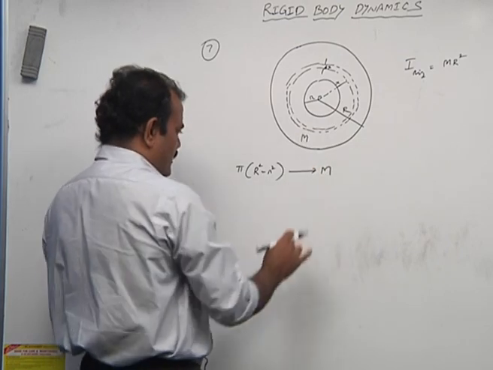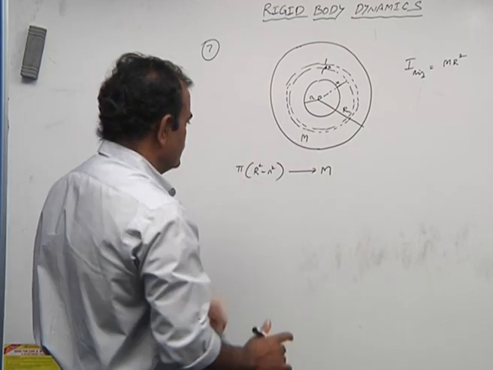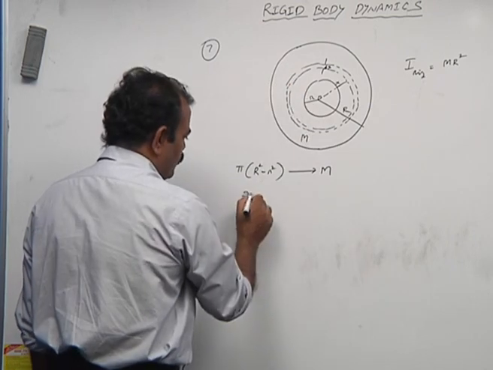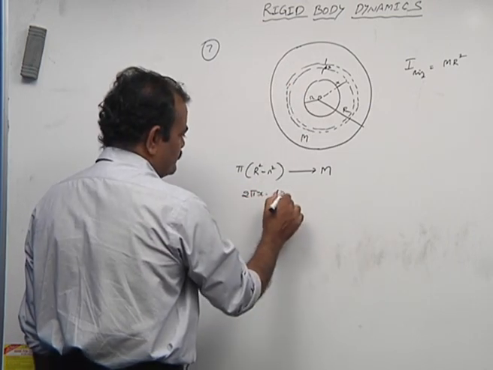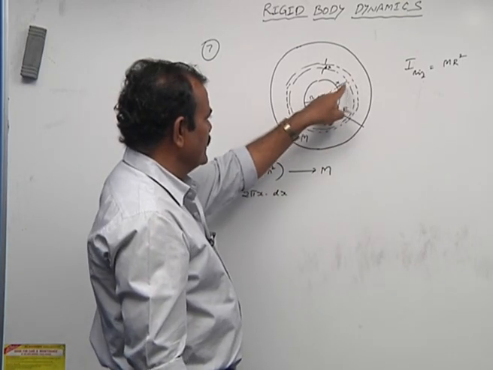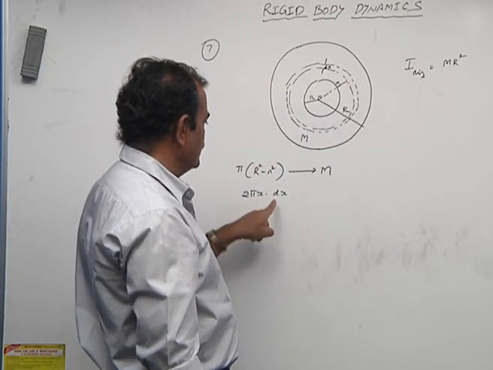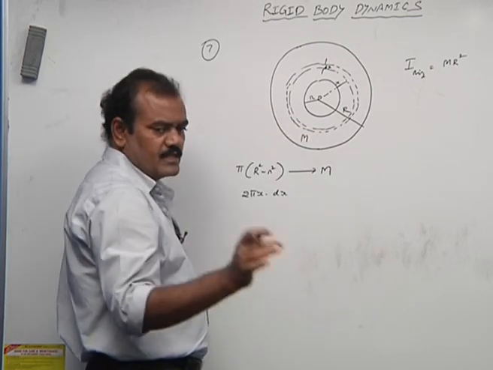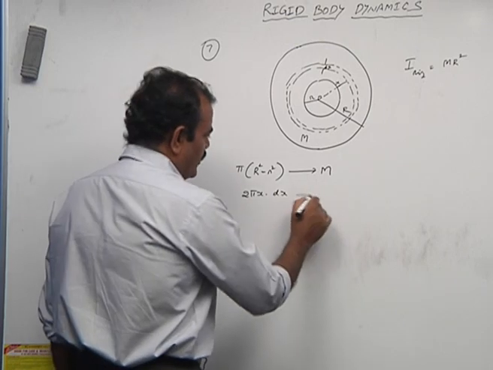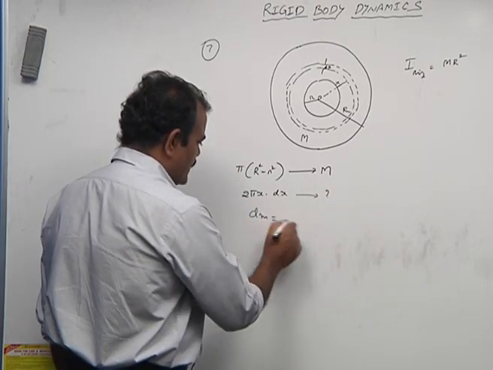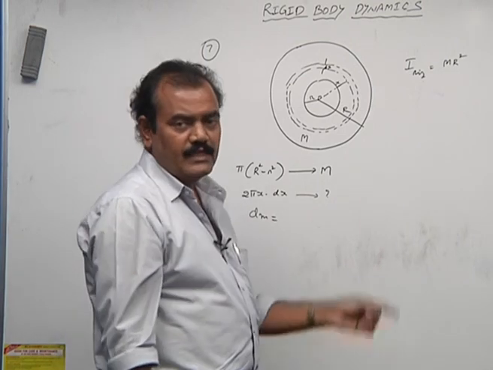Now the area of the elemental ring is 2 pi x dx. Here 2 pi x is the circumference, and dx is its thickness, which gives the area of that particular elemental ring. And what is the corresponding mass for that? We take dm equal to the mass of that elemental ring.